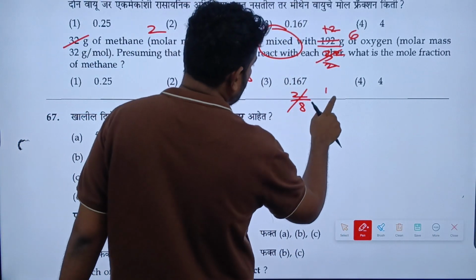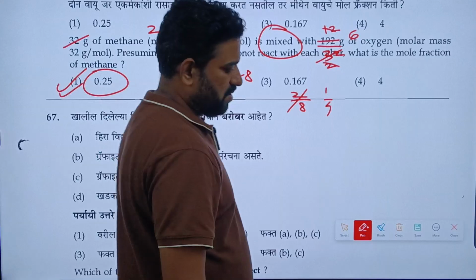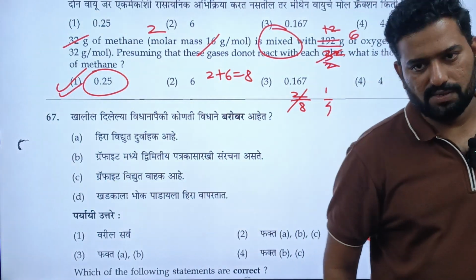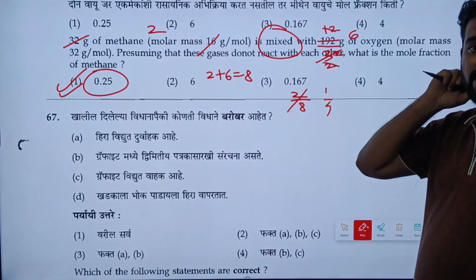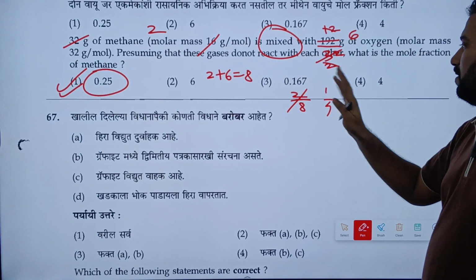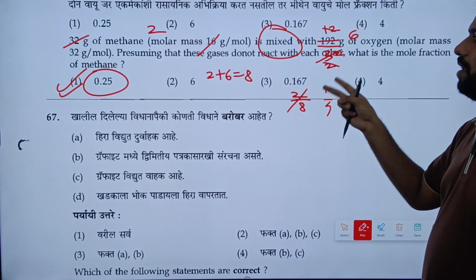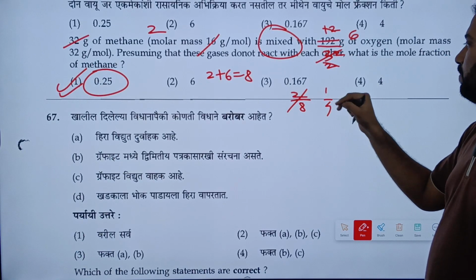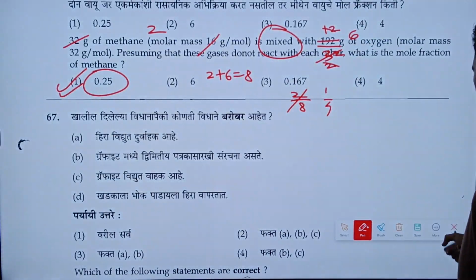2 by 8 is 1 by 4. 1 by 4 is 0.25. If they ask to calculate in terms of percentage, then you have to multiply it by 100. Here they just ask what is the mole fraction of methane. Simply out of 8 mole, 2 mole are from methane. So 2 by 8, that is 1 by 4. So answer is 0.25.